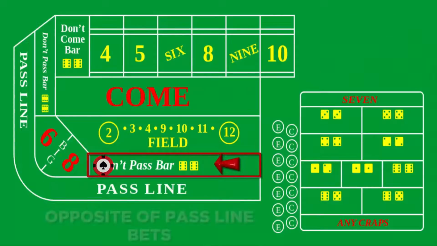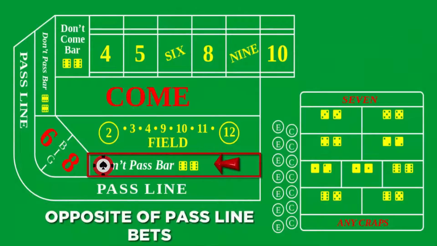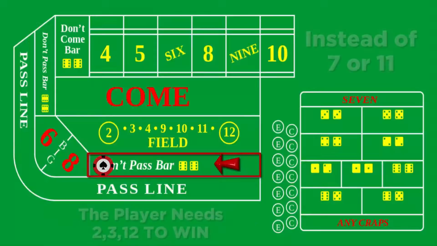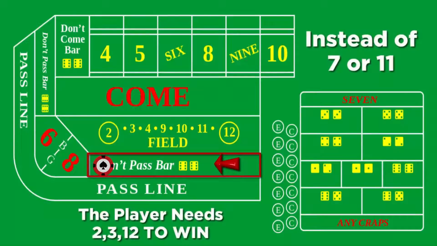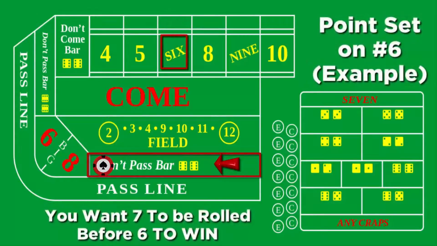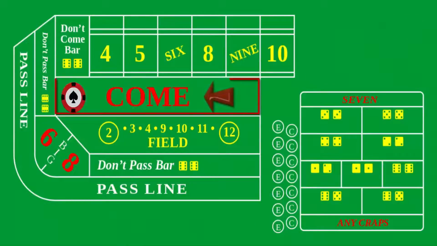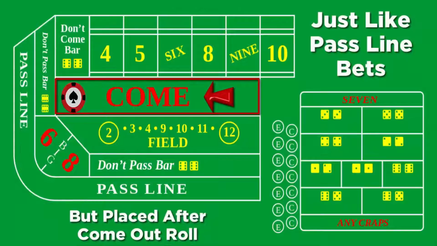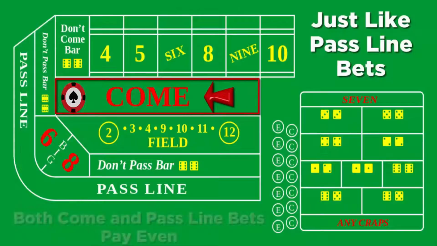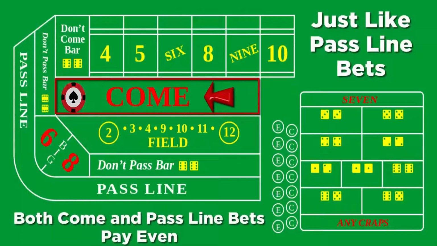Don't pass bets are the opposite of pass line bets. This is because instead of hoping for a 7 or an 11, the player is betting for a 2, 3 or a 12 to show up on the come-out roll. Also, when betting don't pass, if a point is established on the come-out roll, you are hoping that the 7 shows up before the point shows again. If this happens, you'll win a bet. Come bets are just like pass line bets, but they are placed after the come-out roll. Both pass line and come bets pay even money.